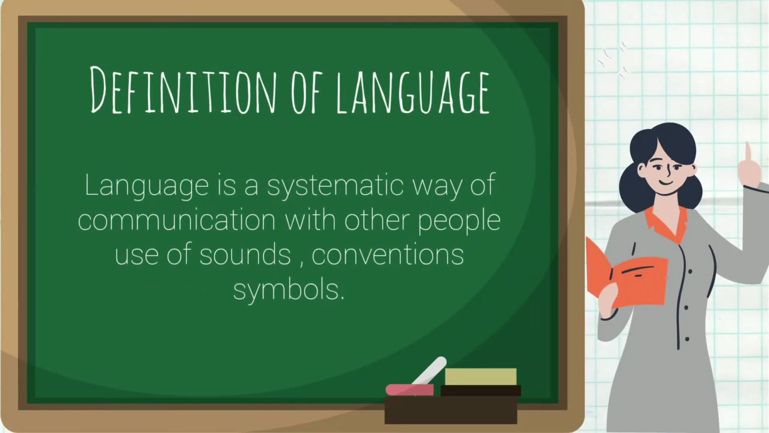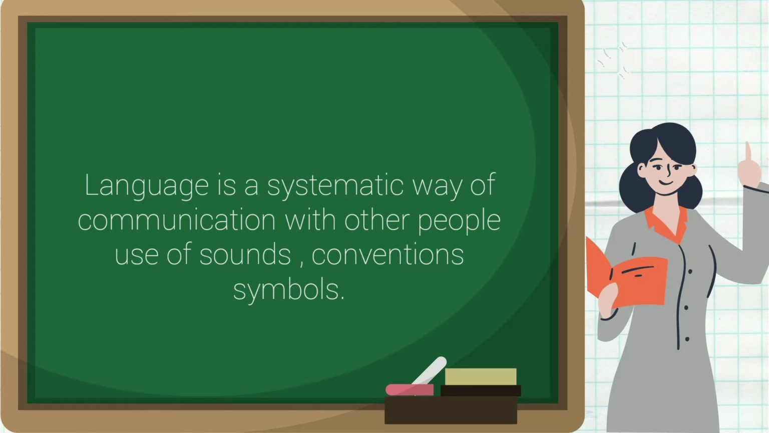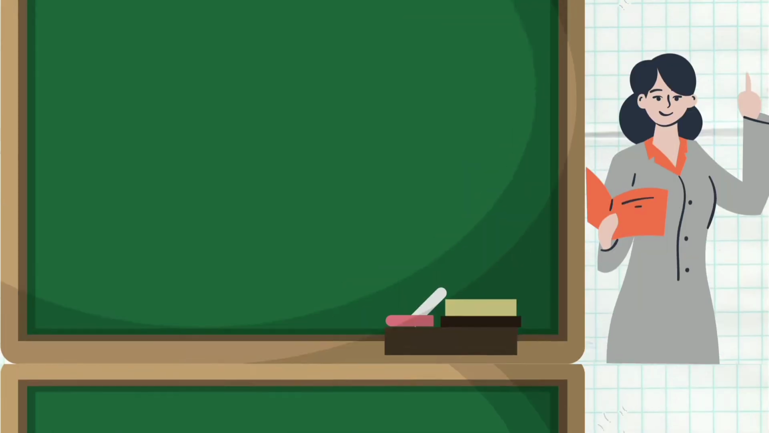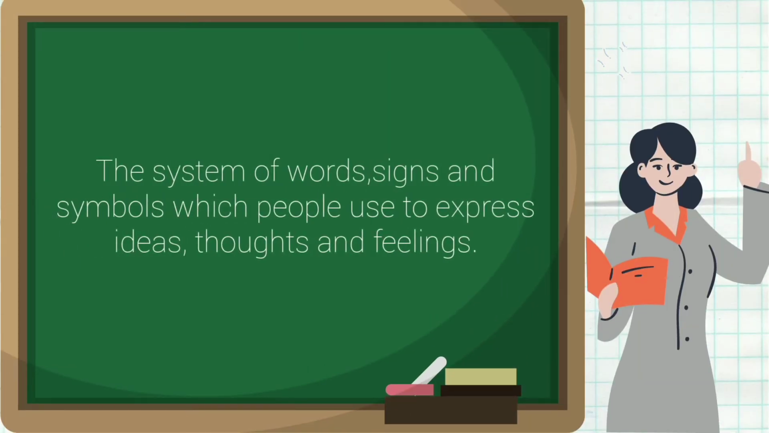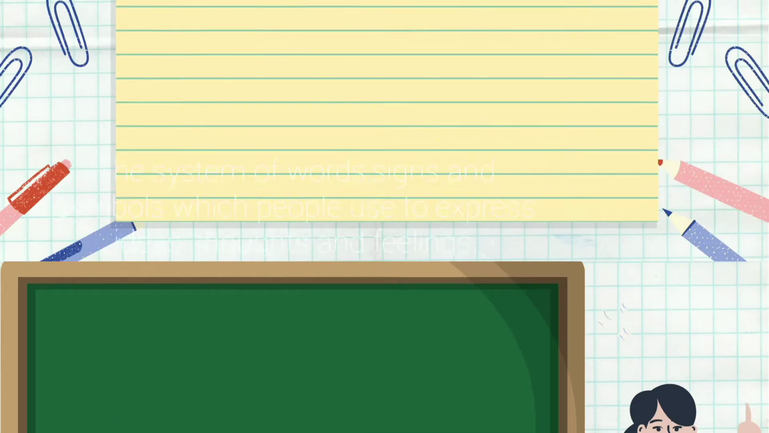The definition of language is a systematic way of communication with other people, using sounds, conventions, and symbols. It is a system of words used in a particular discipline, and it is also a system of abstract codes which represent antecedent concepts of events, arranged in ordered sequence to form a word. It is the system of words, signs, and symbols which people use to express ideas, thoughts, and feelings.